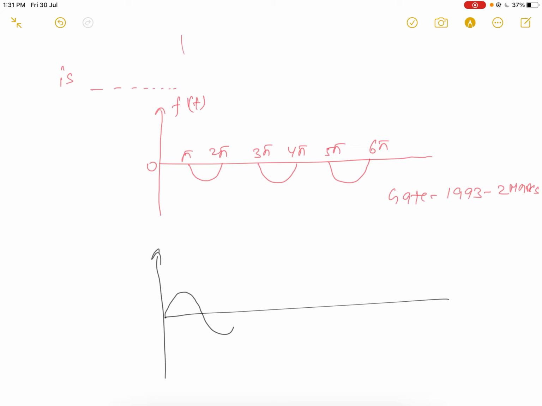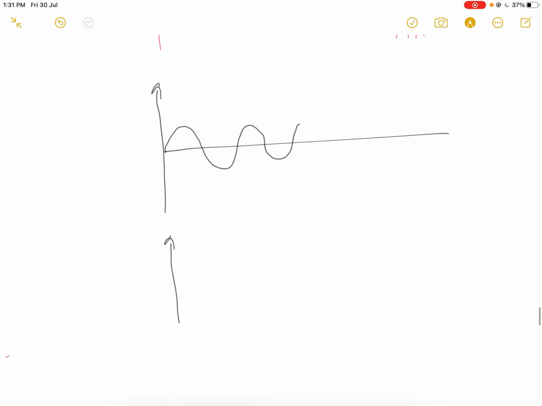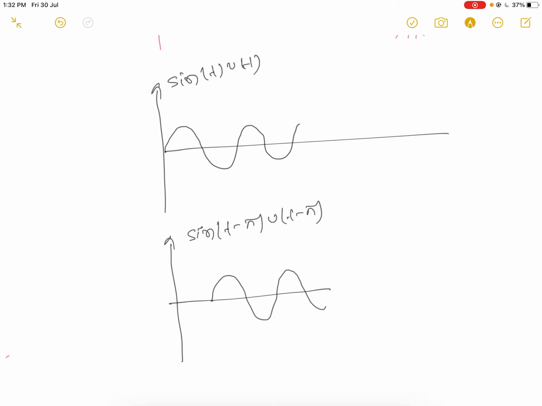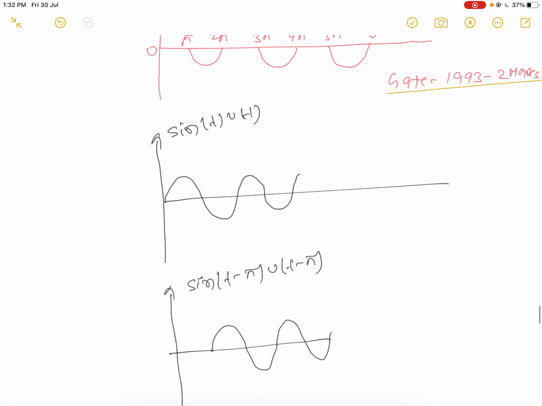Sin t. Okay, now shifted by t minus pi. This one is sin t u(t). This one is sin(t minus pi) u(t minus pi). And what will happen? When you subtract, then you will get a simple single pulse.